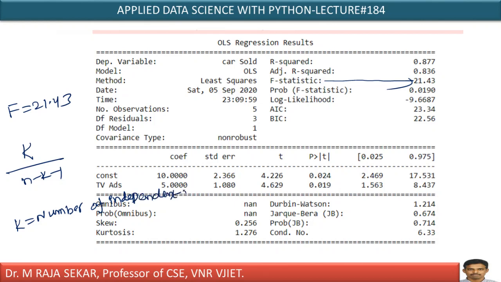How many independent variables do we have? In lecture number 179, I discussed this problem. TV ads is the independent variable, isn't it? Therefore, K equal to 1. Therefore, the numerator is 1. For the denominator, how many observations are there? Total 5 observations. Number of independent variables is 1. So 5 minus 1 minus 1, that is 3. So 1 by 3: 1 is the degrees of freedom of the numerator, and 3 is the degrees of freedom of the denominator. Just go to this particular table and check this value.